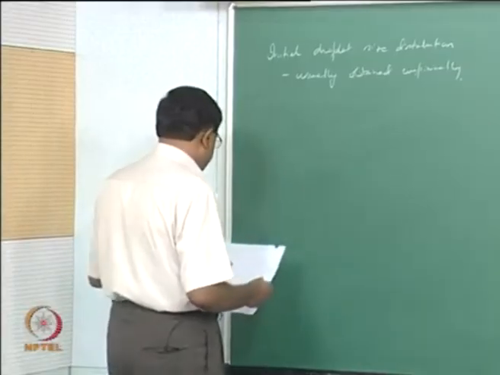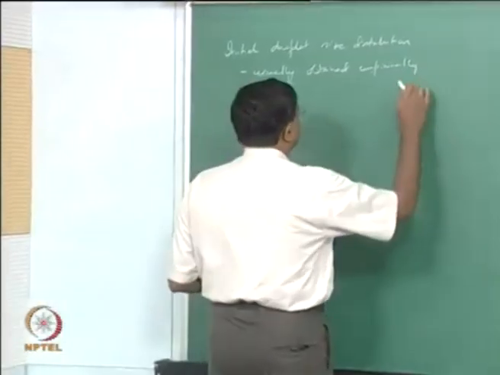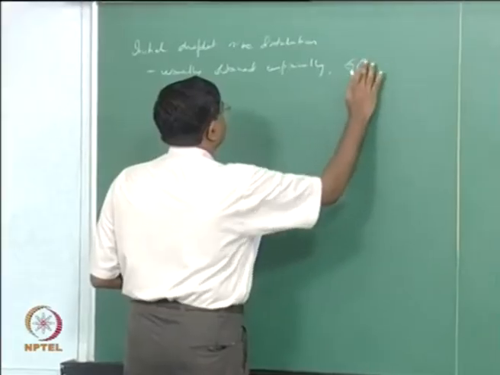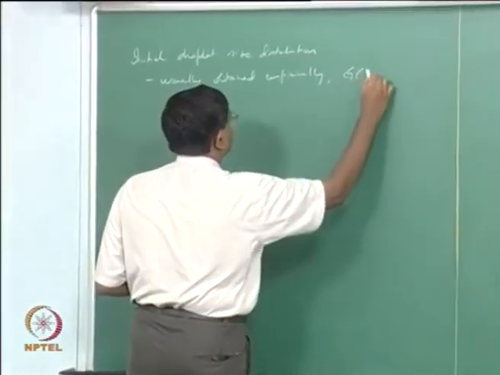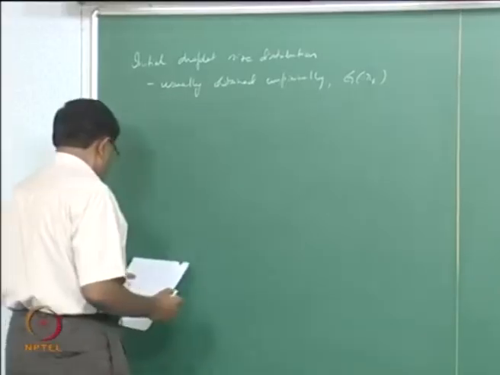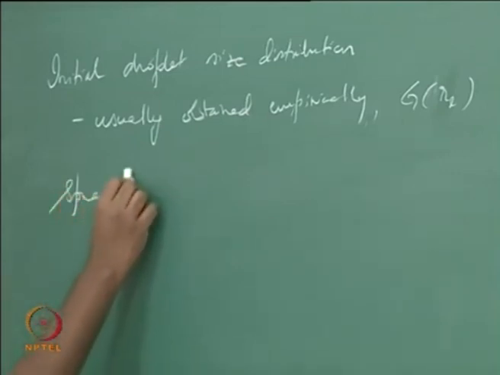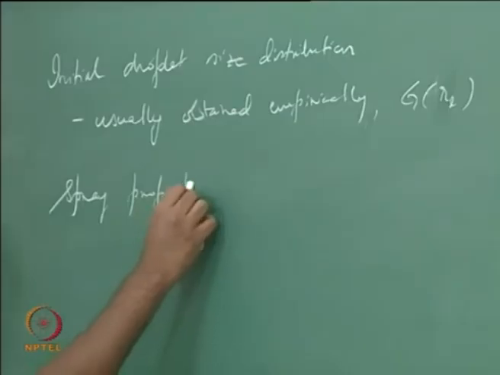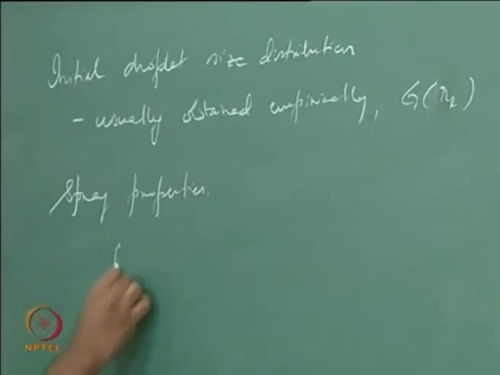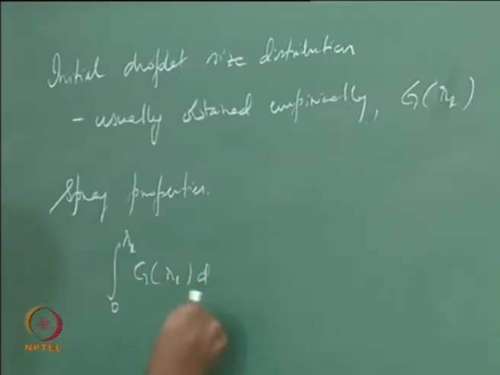So this is basically like, let's say, used with a symbol G of RL. With this you should be able to obtain several spray properties. So the spray properties are based on the droplet size distribution, or integral 0 to RL G(RL) dRL. This actually is the total number of droplets of radii less than RL.